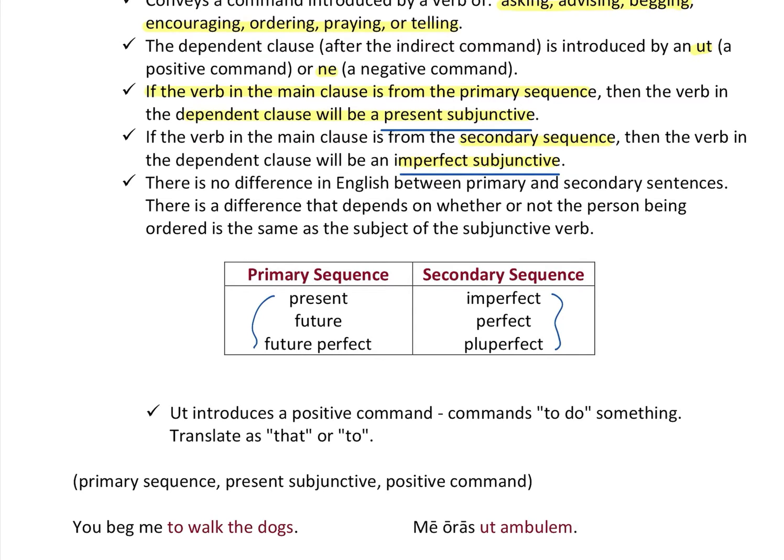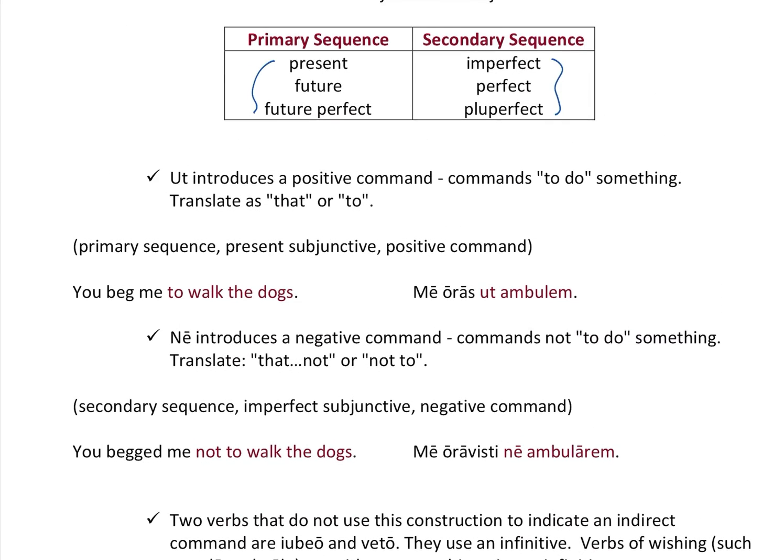There's no difference in English between primary and secondary sequence sentences. There is a difference. It depends on whether or not the person being ordered is the same as the subject of the subjunctive verb. So, ut introduces a positive command. It commands to do something, and it translates as that or to. So I'm going to show you.